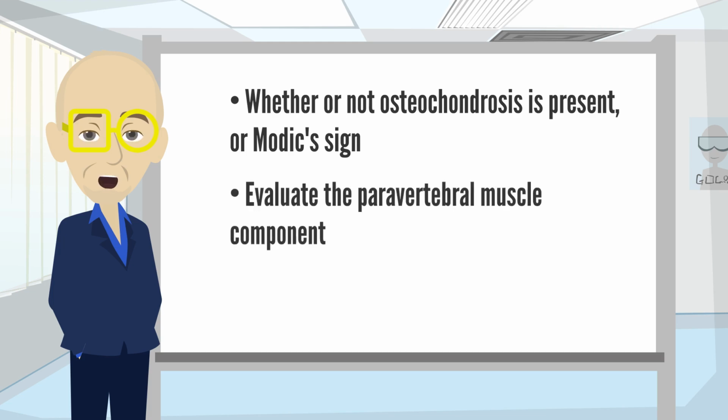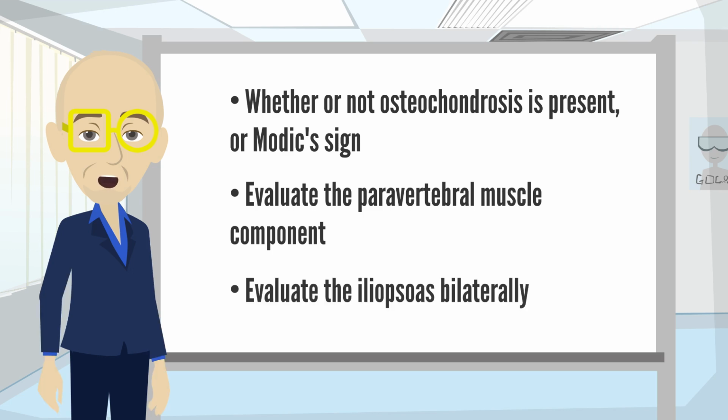Evaluate the paravertebral muscle component, which is often invaded by the classic fibroadipose degeneration of the degenerative disease. Evaluate the iliopsoas bilaterally, which is often hypertrophic, as opposed to the paravertebral musculature. The muscular evaluation ensures that any surgical act can later be accompanied by the correct rehabilitation of reinforcement, recovery and progressive load of the spine.